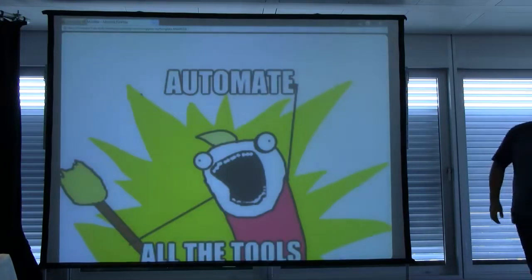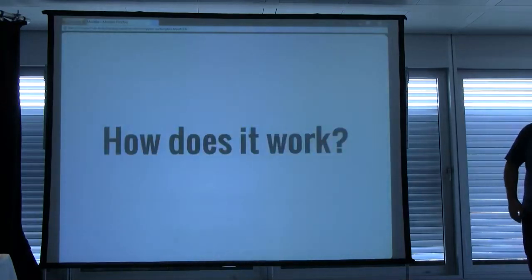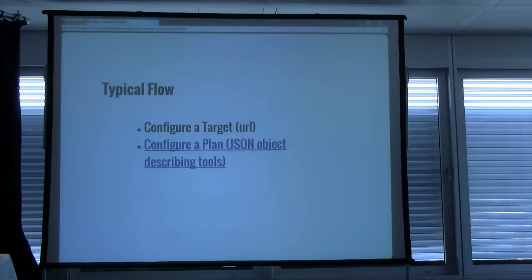So in order to explain a little bit more about how people can do that, I want to jump into the typical flow for how a person uses Minion. So basically, once you've got an account set up, you can go in, you configure a target, which in this current iteration of Minion is a URL. And then from there, you can go in and configure a plan.